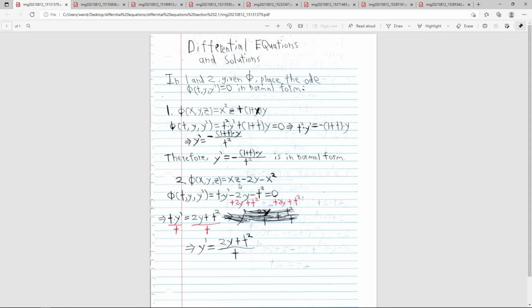Next we do the same thing. We have xz minus 2y minus x squared. So we set it up in terms of t, y, and y prime: t times y prime minus 2 times y minus t squared equals 0. We can add 2y and t squared to both sides, so we get t times y prime equals 2y plus t squared. Then we divide by t, and we get y prime equals (2y plus t squared) divided by t, and that's normal form right here.